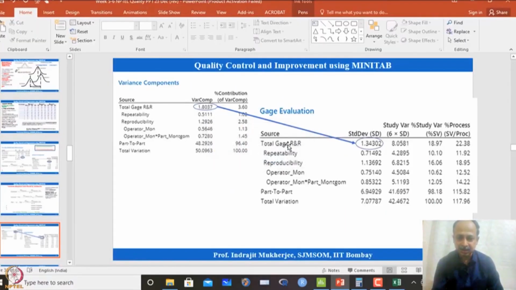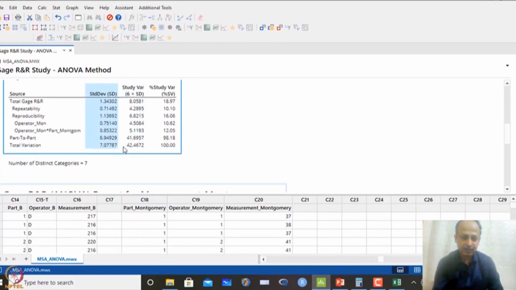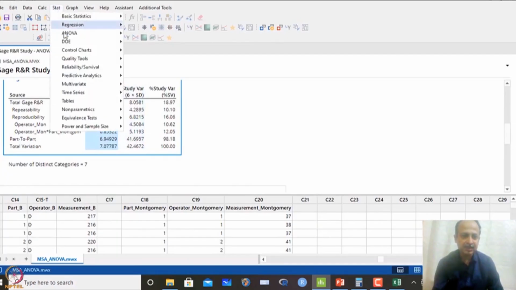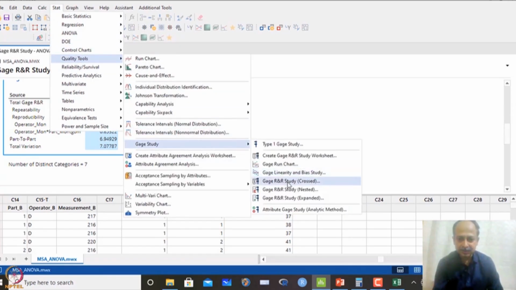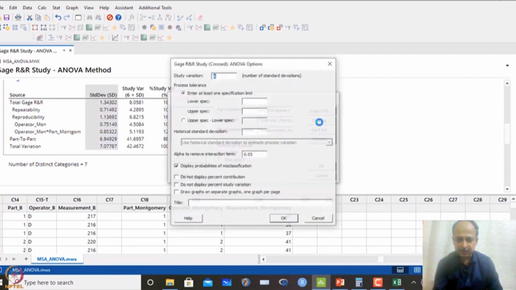This is how the calculation happens in the MINITAB interface. After this, you can just mention the study variations. Let us see whether we have given this, gauge R&R crossed. These are the options here.